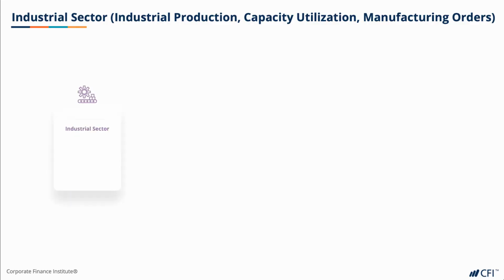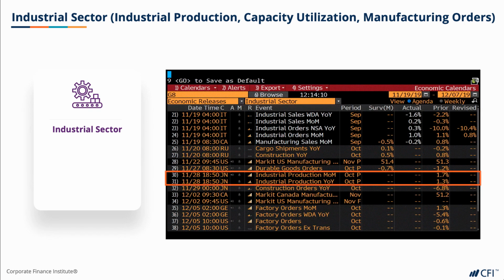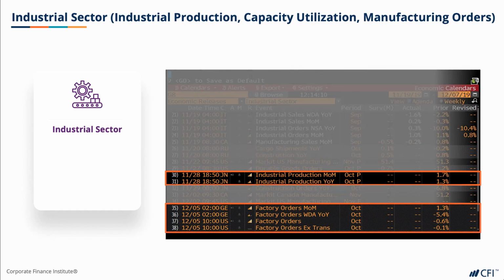Next, let's look at the industrial sector and some of the primary economic factors or indicators for that sector. Firstly, industrial production is a strong coincident indicator of industrial activity. Capacity utilization, meaning how much existing plants and machinery in an economy are being used, indicates output as well as inflationary pressures. Manufacturing orders are also an important indicator as they measure new orders received by manufacturing companies.